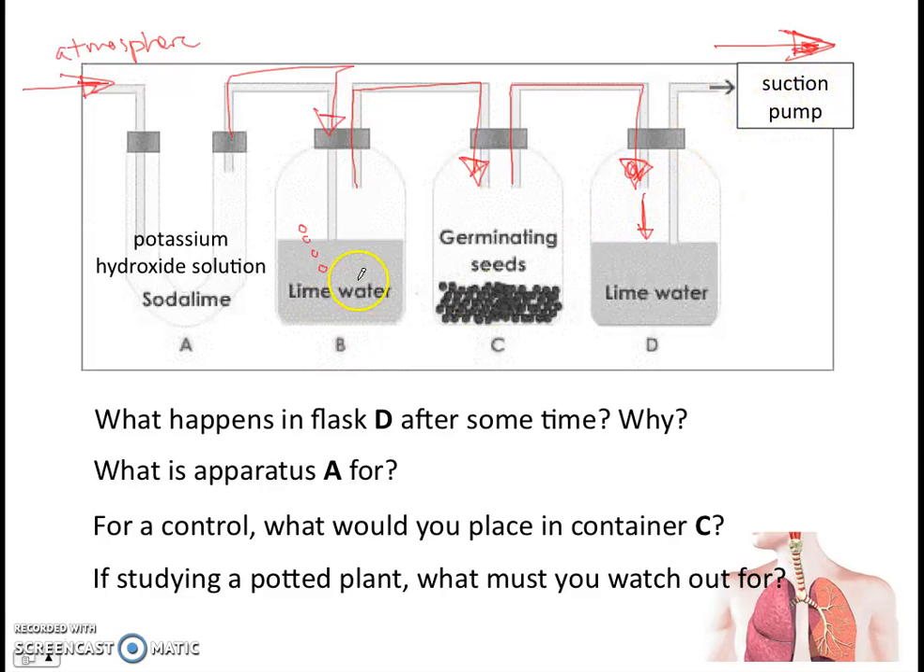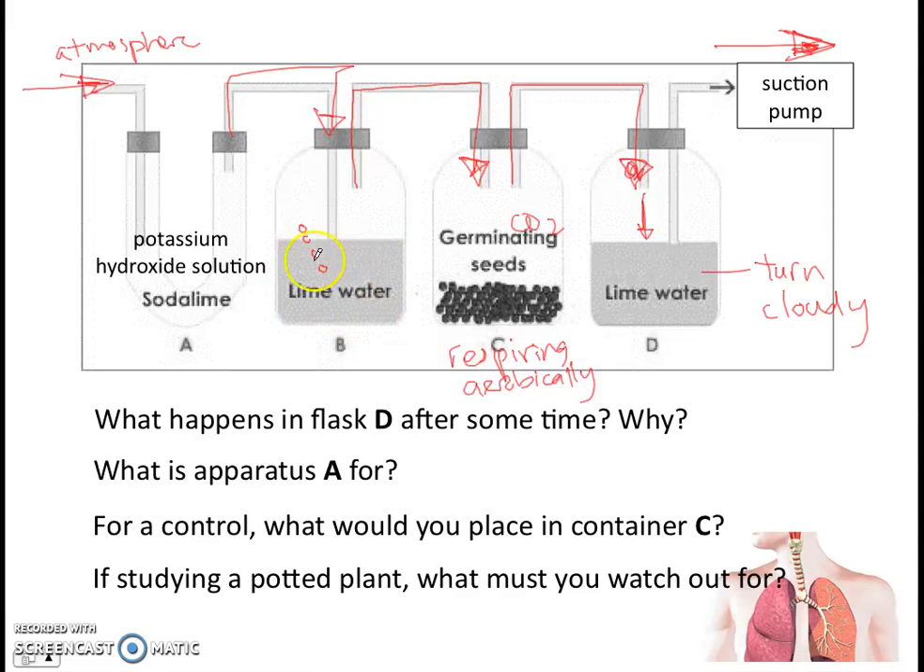So what you realize is that the question here says what will happen in flask D after some time, and why? And hopefully you realize that after some time, the lime water here will turn cloudy. And why is that? That's because the germinating seeds are respiring, right, aerobically. So the germinating seeds will produce carbon dioxide, right, which will be passing through this way into flask D, and this carbon dioxide will dissolve into the lime water and turn it cloudy, right? That's simple.